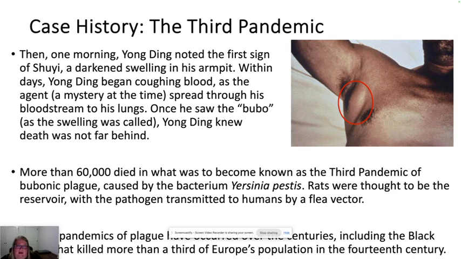Okay, and that's because they have an invasive species of rat called the black rat that brings the flea vector. Okay, so the rat flea is the one that transmits the pathogen to humans. So those black rats carry that insect vector.